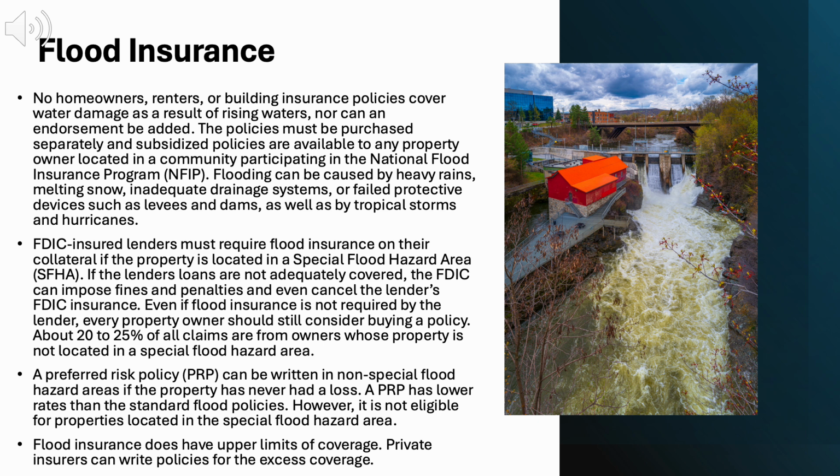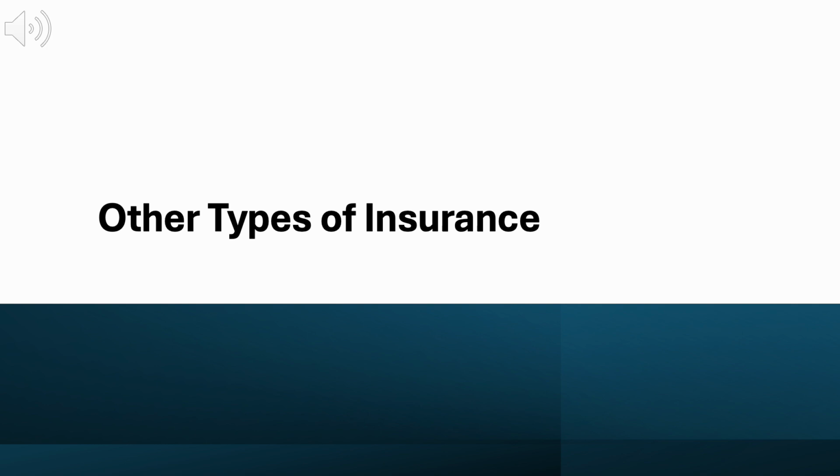flood hazard area. A preferred risk policy, PRP, can be written in non-special flood hazard areas if the property has never had a loss. A PRP has lower rates than the standard flood policies. However, it is not eligible for properties located in the special flood hazard area. Flood insurance does have upper limits of coverage. Private insurers can write policies for the excess coverage.